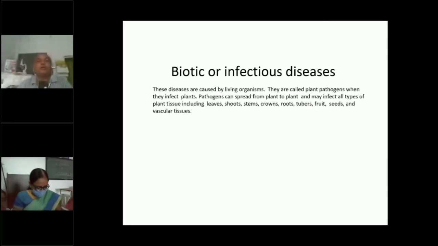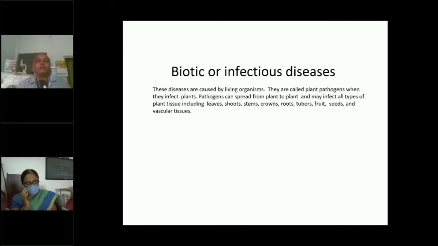And the important biotic factors we study in plant pathology are all these living organisms. That's why we call them biotic or infectious diseases, because they are contagious, infectious, and caused by living organisms. They are different pathogens. They infect tissues like leaves, shoots, stems, crowns, roots, tubers, fruits, seeds, and vascular tissues, and this we call biotic infectious disease. Then what are the plant pathogens?